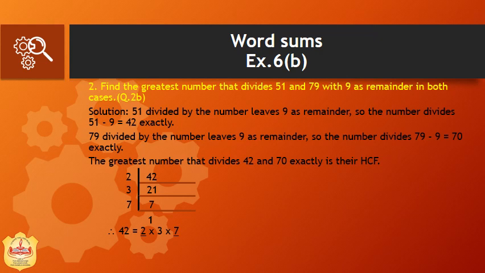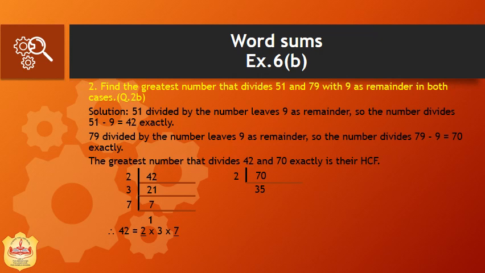Now let us do the prime factorization of 70. Children, 70 is also an even number. So it can be divided by 2. So let us divide 70 by 2. What do we get as answer? We get 35. Now children, 35 is an odd number. It cannot be divided by 2.